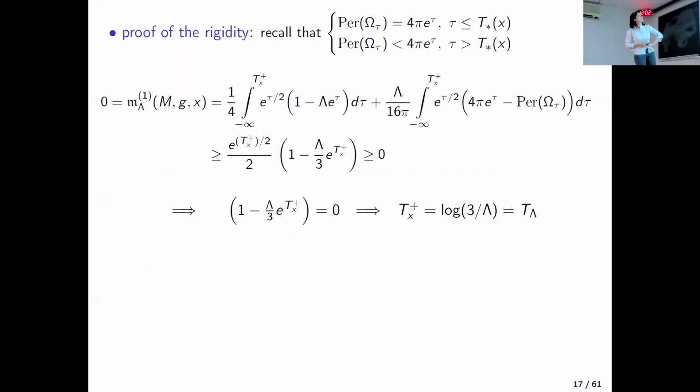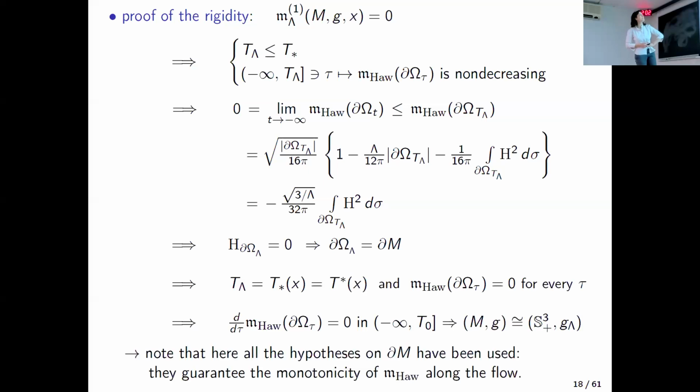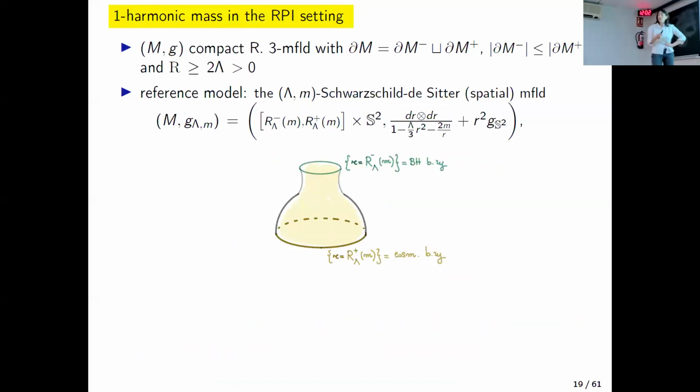So let me skip these, because I also wanted to mention the fact that we have also a Riemannian Penrose inequality satisfied by our one harmonic mass. So let's now discuss a little bit the setting, which is just a little bit different with respect to the setting of the positive mass theorem.